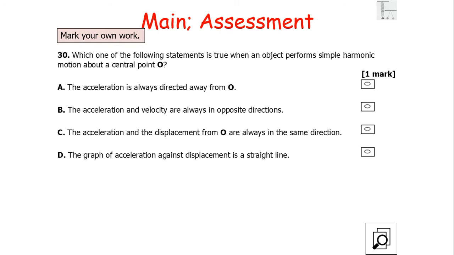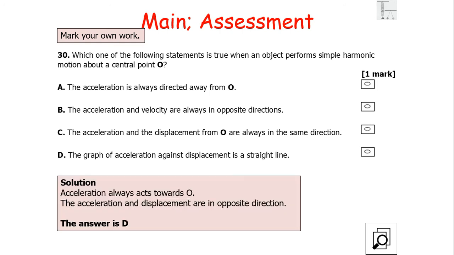And finally, the last question: which of the following statements is true when an object performs simple harmonic motion about a central point O? Well, what do we always know? In simple harmonic motion, the acceleration always acts in the opposite direction to displacement. It acts towards the center of the oscillation. It acts towards the equilibrium position. So it will always act towards O.